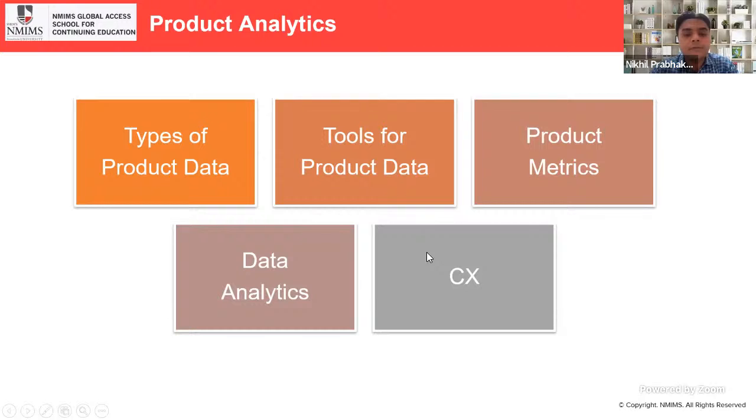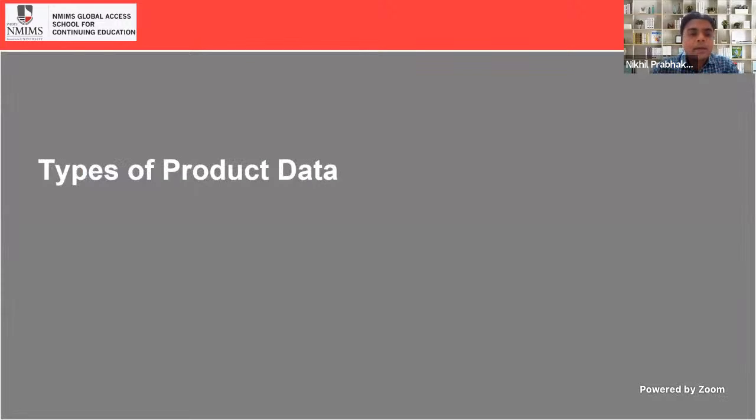Certain tools, and through that we will try to impact CX, which is customer experience. So that is the whole discussion that we have today. Let's first look at the product data types.